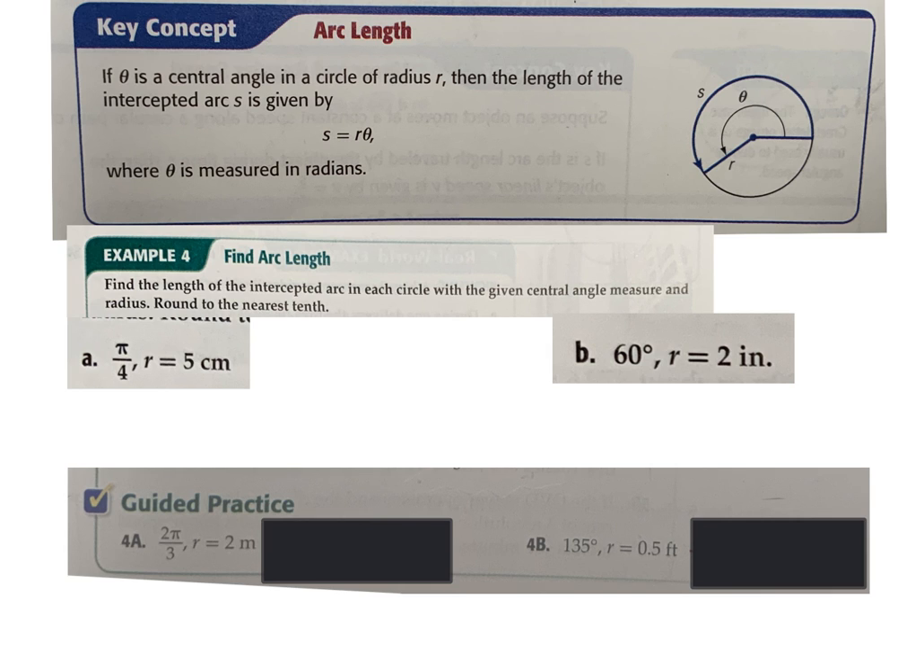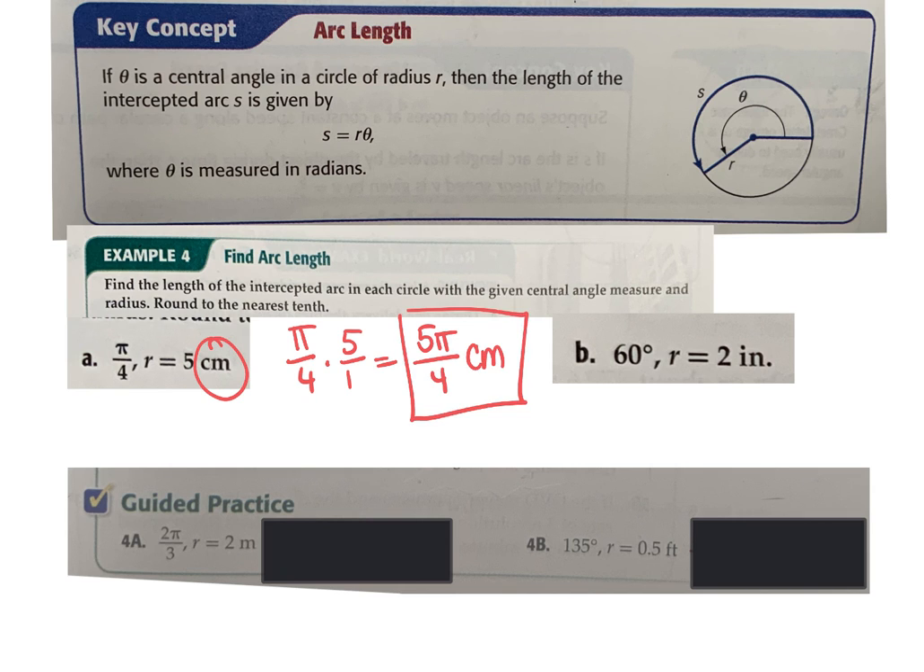So find the length of the intercepted arc in each circle with the given central angle measure and the radius. Round to the nearest tenth. Here, pi over 4, they gave it to me in radians. So I literally just multiply pi over 4 times 5, which is over 1. You get 5 pi over 4. This is centimeters. And I am finished.